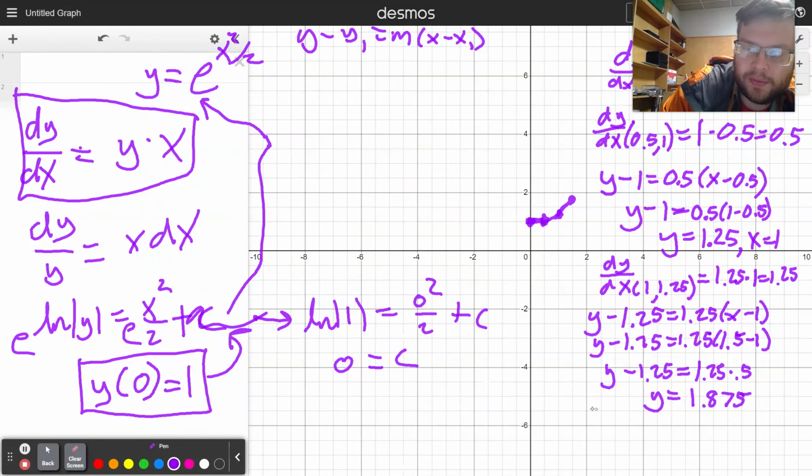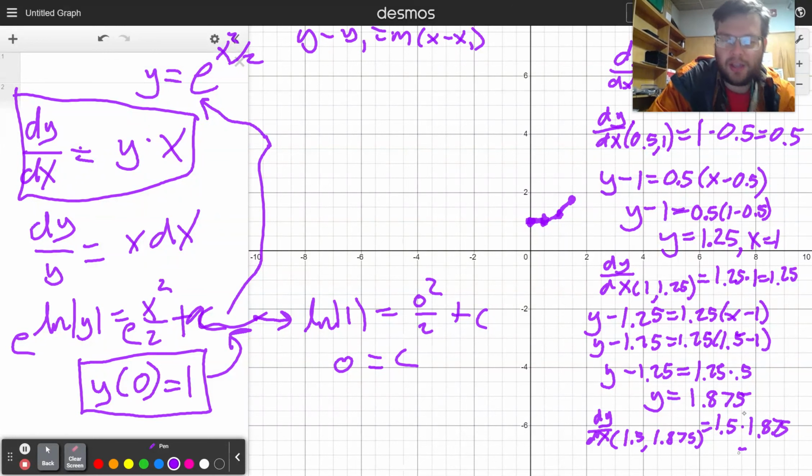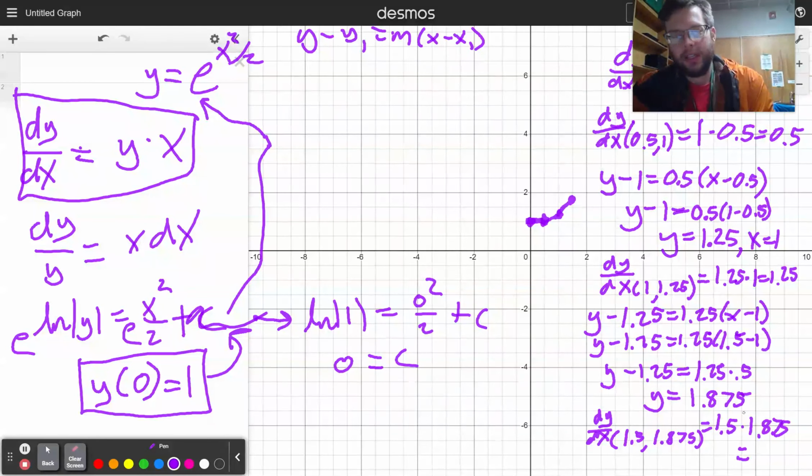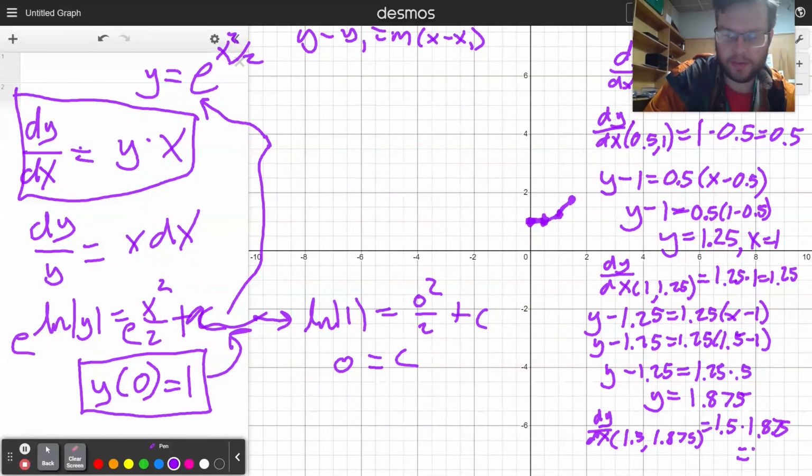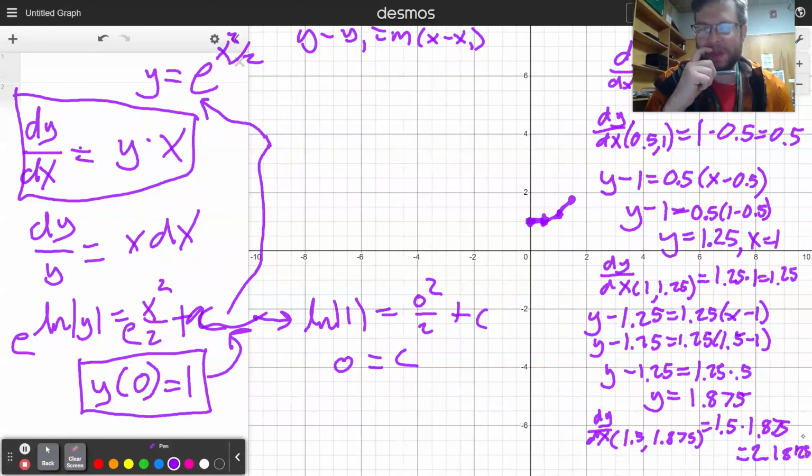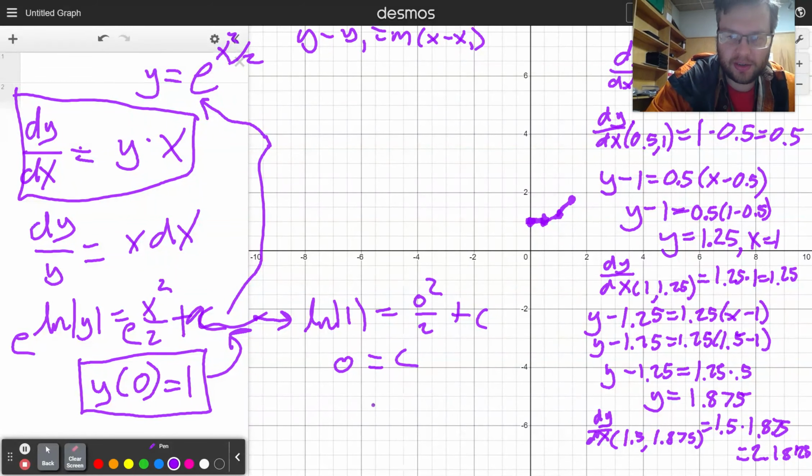And then this will be the last one I'm going to use to approximate the value at x equals 2. So I go dy/dx. My x value now is 1.5. My y value is 1.875. I'm going to multiply those. Oh yeah, I'm going to grab a calculator for this. So you multiply those together, and you get 2.8125.